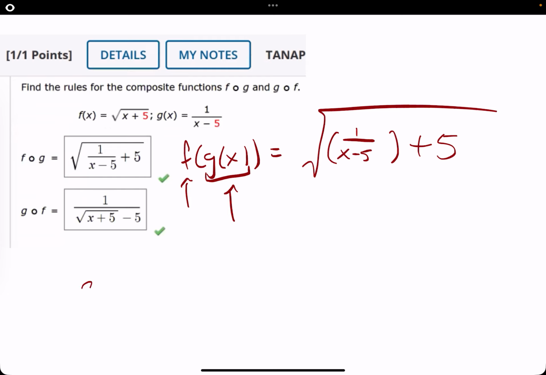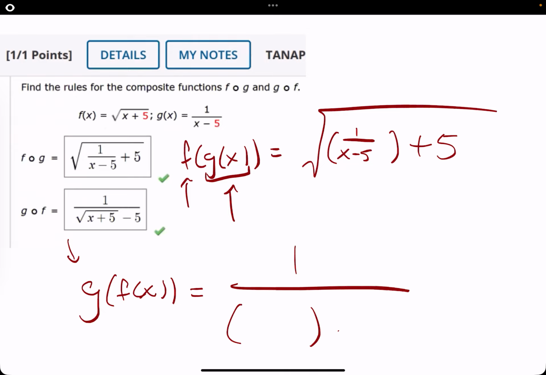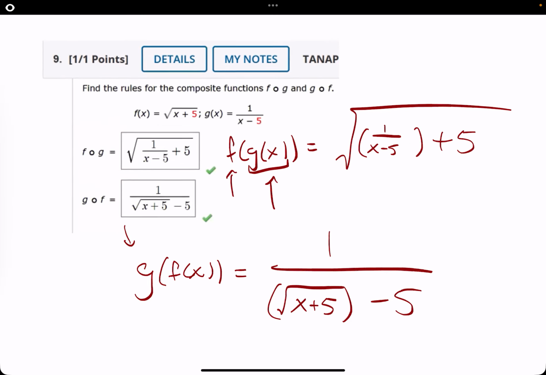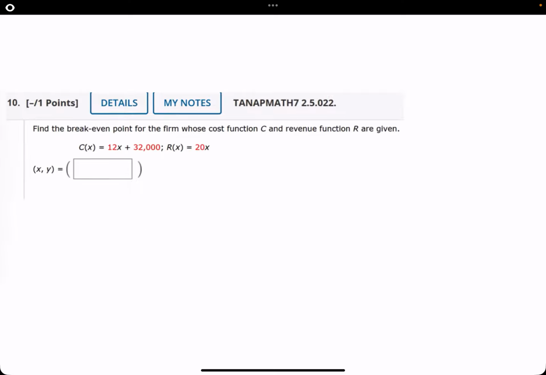Now, g of f is g of f of x, like that. So we write the function g, but we leave space for x, because in place of x, we are plugging in the function f, which is square root of x plus 5. That was number 9. Here's number 10.